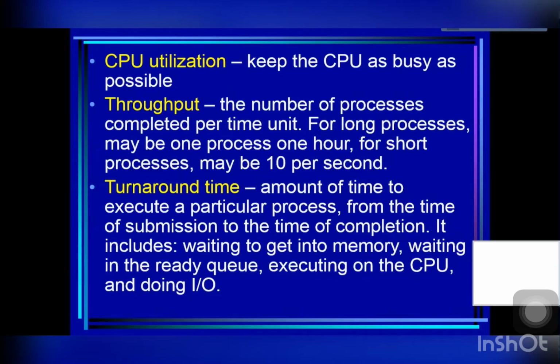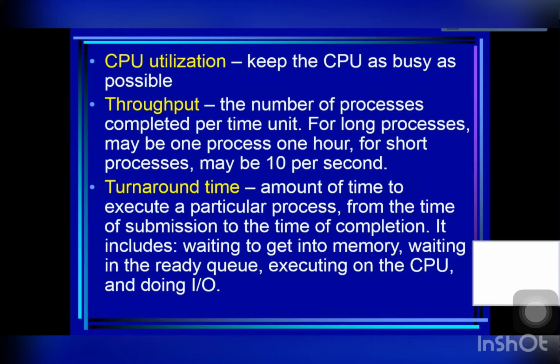One measure of work is the number of processes that are completed per time unit, called throughput. For long processes, this rate may be 1 process per hour. For short transactions, it may be 10 processes per second. The important criterion is how long it takes to execute that process. The interval from the time of submission of a process to the time of completion is the turnaround time.